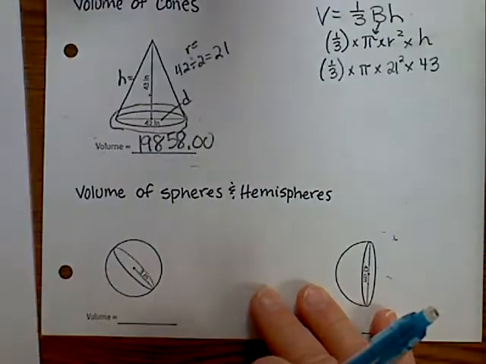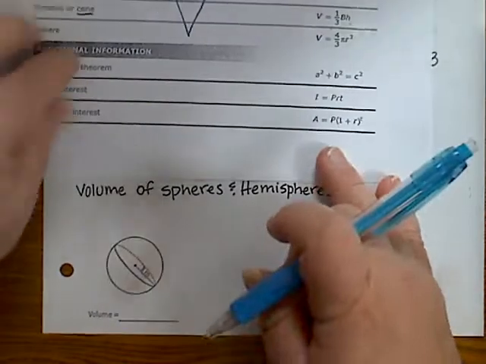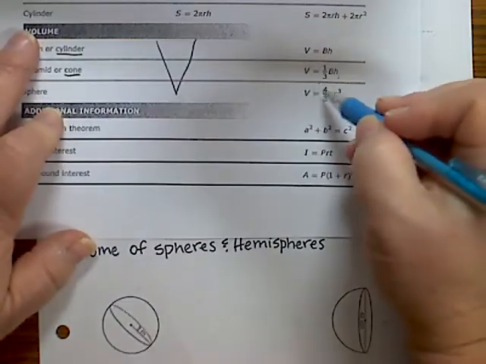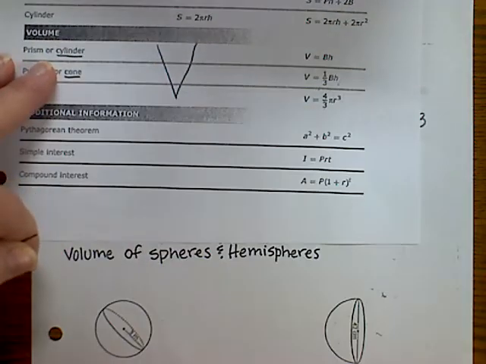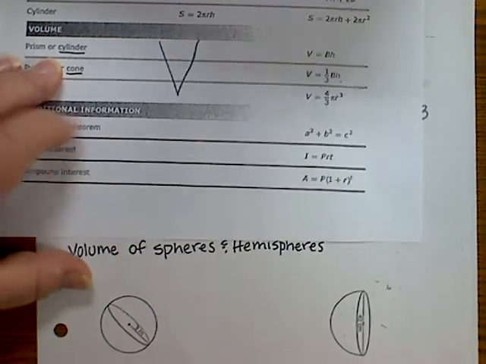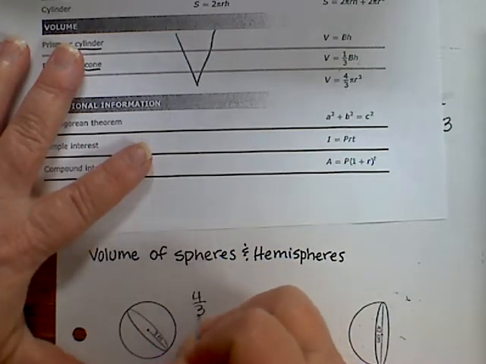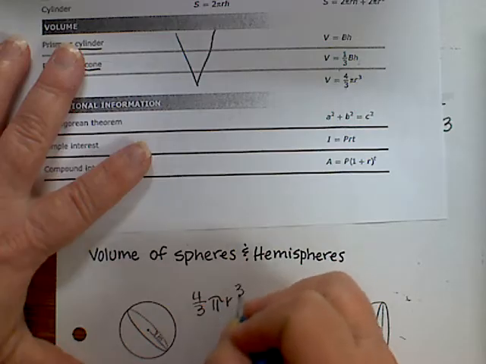So spheres are really easy. Everything is labeled out for you. It's right here. There's a couple of things that students get stuck on. The 4/3, number one, they tend to put 1/3 instead of 4/3. The other thing is they tend to put squared instead of cubed. So let's write our formula right here. It's 4/3 times pi times r cubed.